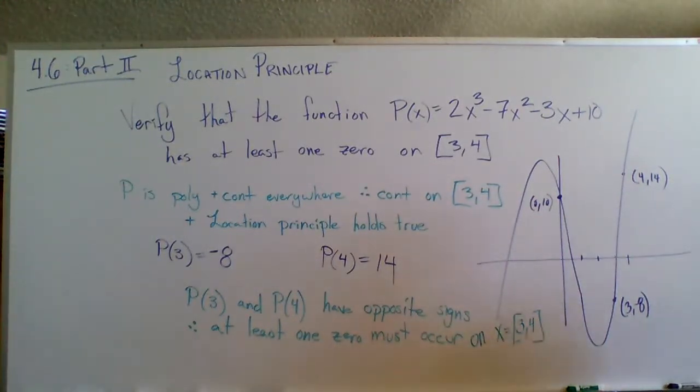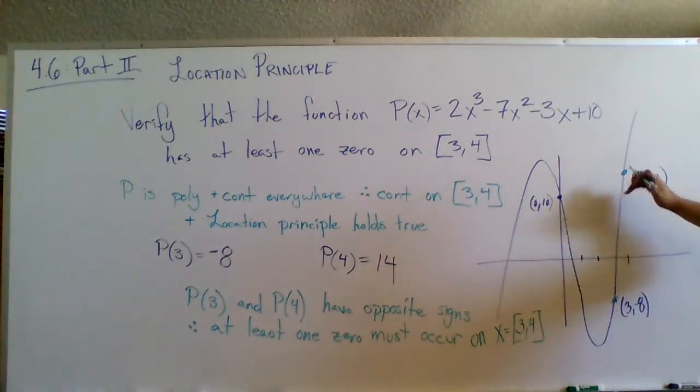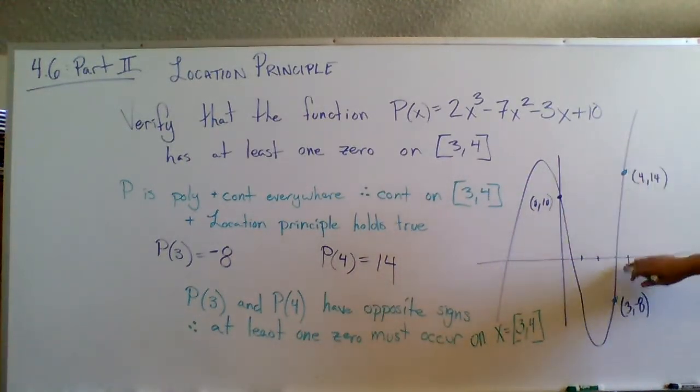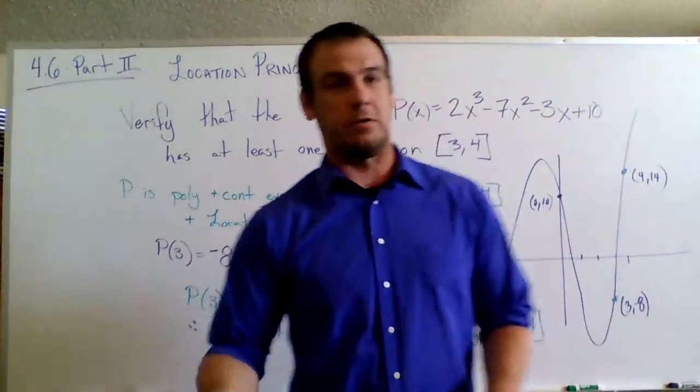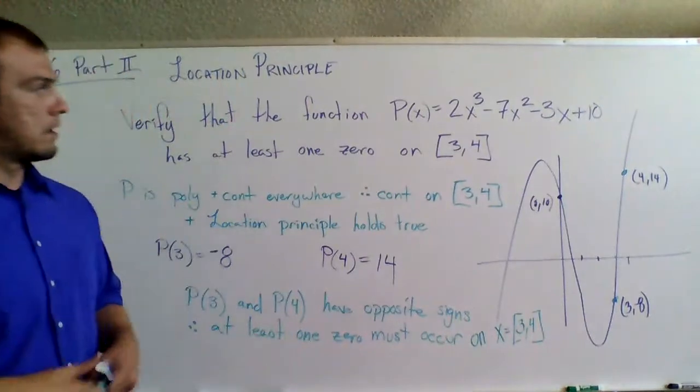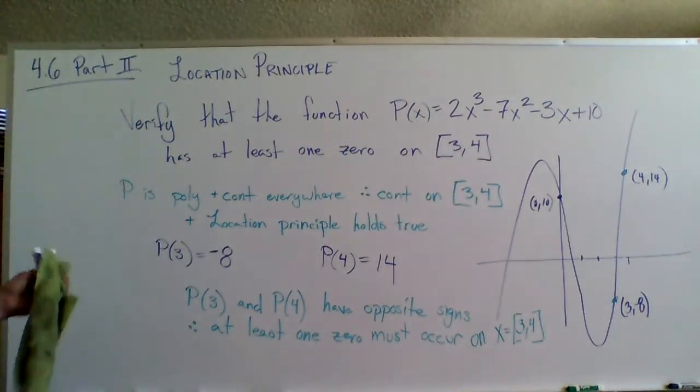But what we're really saying here is we were negative down here, we are positive up here. If we're continuous, you have to go through the x-axis at least once. Okay, and that's all you're really showing and talking about. And make sure you have that phrase at least one, because there could be more than one.